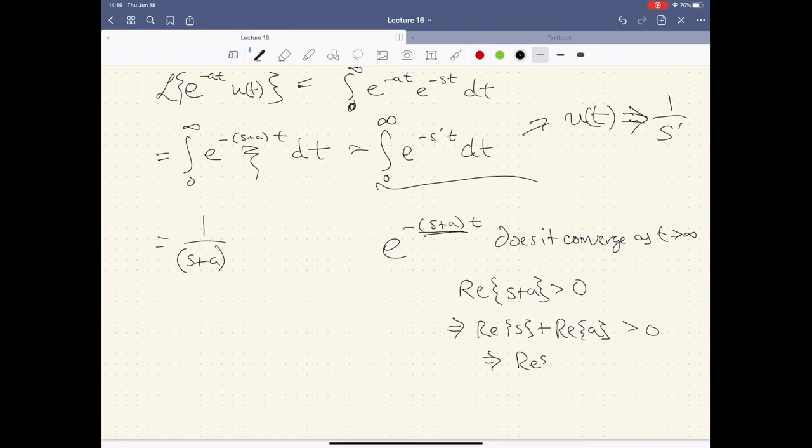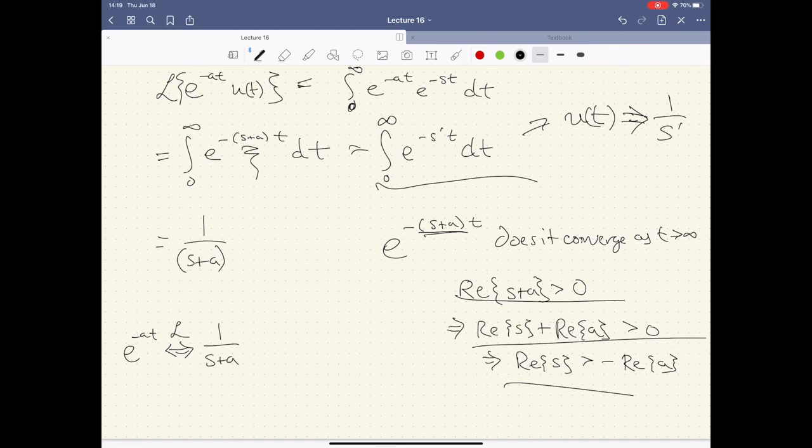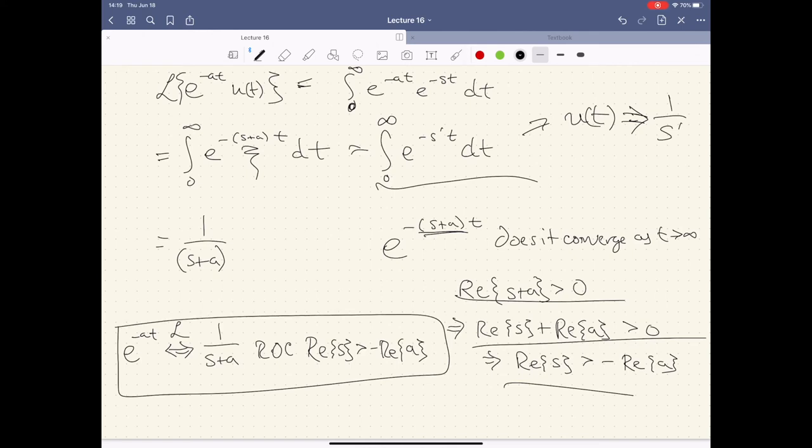And you could also rewrite this. The book has it as the real part of S is greater than negative real part of A. I find this more intuitive, but you can do it this way too. It doesn't matter. So the way you would write this is: e to the minus at Laplace transform converts into this with a region of convergence, meaning this criteria must be met for it to be true, of real part of S greater than minus real portion of a. Okay, that's it. I know there's a lot of rambling for the exponentials, but it's really important that you understand what these functions are actually doing.